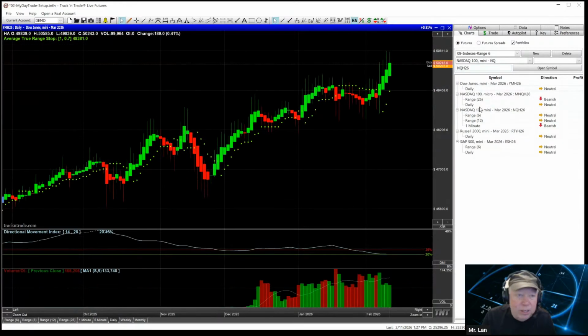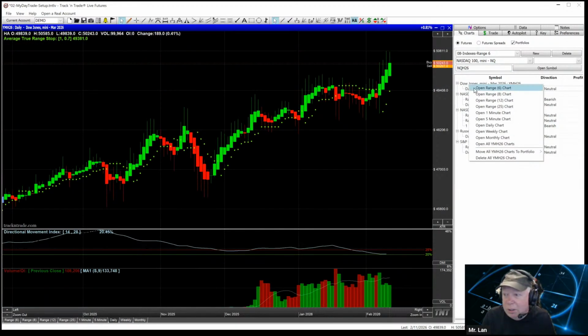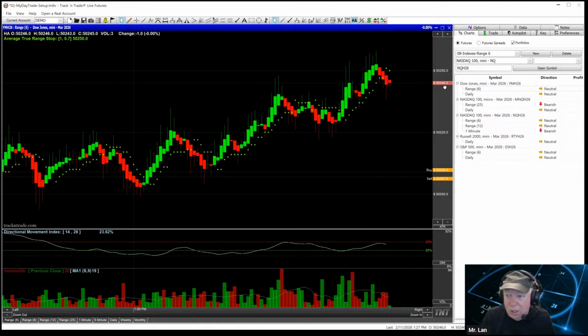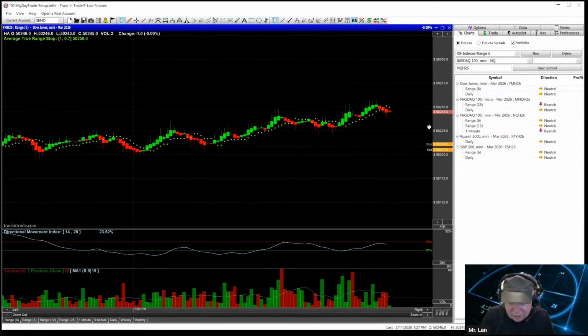Let's go look at the Dow. These are all the indexes. They generally trade very similar. The Dow's a little bit smaller too, so if you do lose some money, it's a lot smaller market, and it's still a mini. It's not a micro.